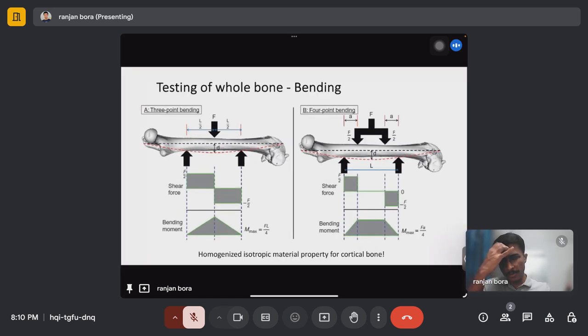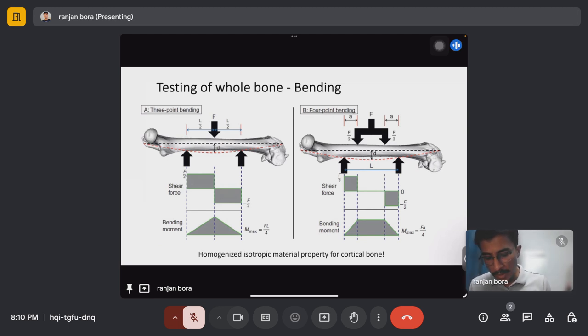Now I will move to another concept regarding the testing of bone in bending. In the laboratory, how do you evaluate the mechanical properties of the bone, like its elastic modulus, then failure strength, ultimate strength, failure strength in compression, then bending, then torsion. So we do some bending test.